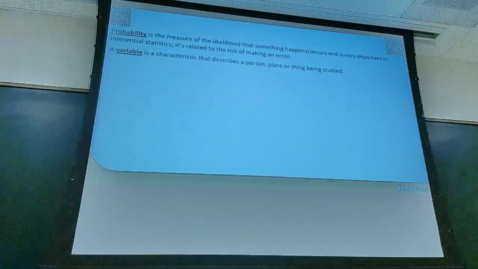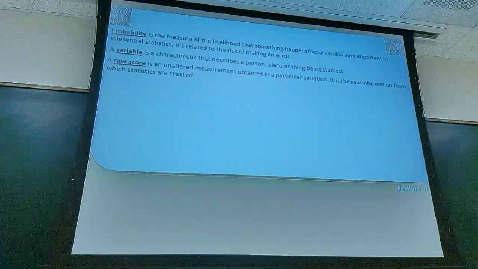Variable is just a characteristic. So if you want to do a study on hair color, that would be your variable. Raw score is just an unaltered measurement that you take. As an example, you have a class, you're given a quiz, it's worth 20 points. The raw score is the number of points that you get out of the 20. If you get a 15 out of 20, your raw score would be 15.